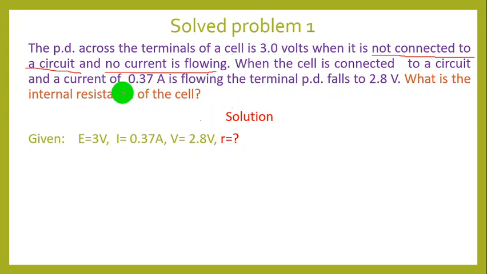Then it is mentioned in the question that the current flowing here is 0.37 ampere, so we have I equals 0.37 ampere. The last point is the terminal potential difference, which is spelled out in the question as the terminal PD, the same thing as big V, equal to 2.8 volts, and we are required to calculate the internal resistance. These are the data given to us, and this is what we are required to find. Now, to solve this, the next thing we have to look into is to recall the previous equation that I mentioned earlier.